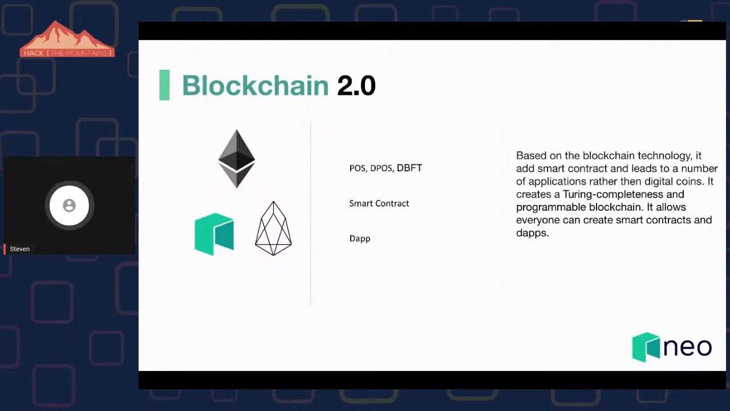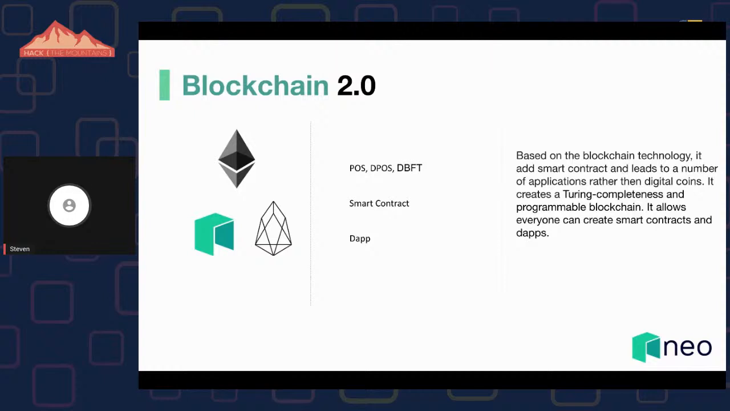Now comes blockchain 2.0. Here I make this title. In 2.0 blockchain, we have Ethereum, EOS, and Neo, of course. What's new at this stage? Every blockchain has a Turing complete machine and an extended script language that lets people do development in this blockchain world.